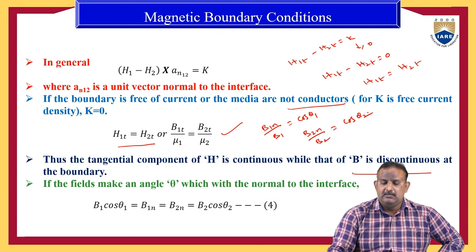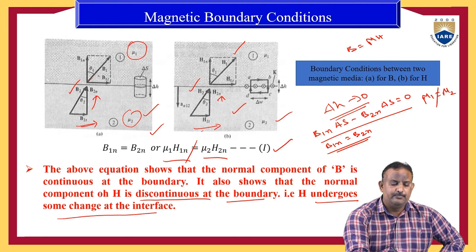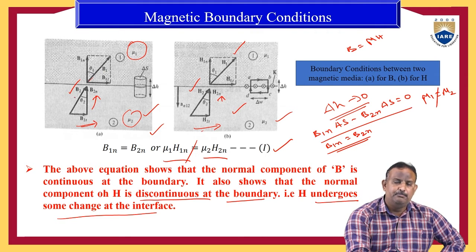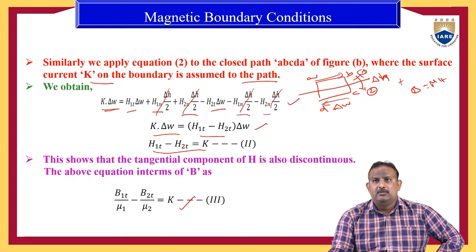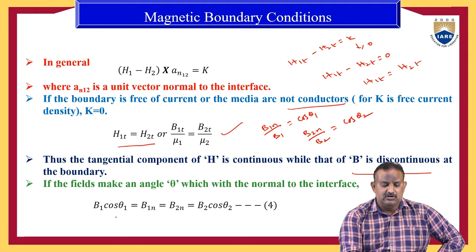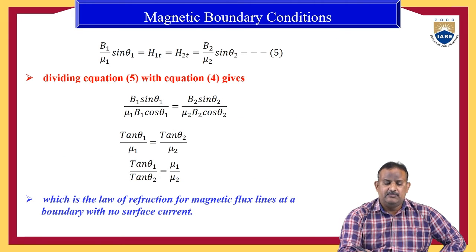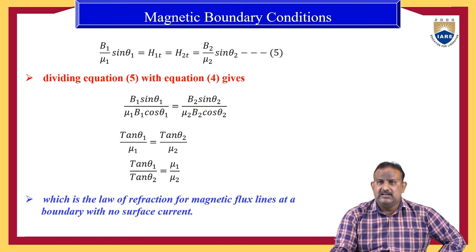See the figure. B1n by B1 is adjacent by hypotenuse, so we use the cos of that angle. Similarly, B2n by B2 will use the cos of the angle. Therefore it becomes B1n equal to B2n, which is B1 cos theta 1 equal to B2 cos theta 2. Similarly, we can apply the same for the second one also.